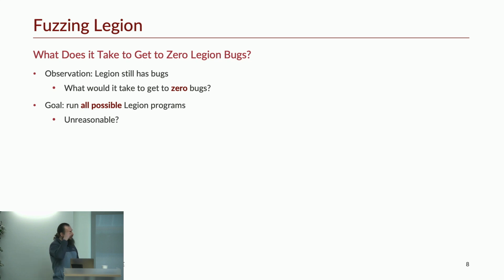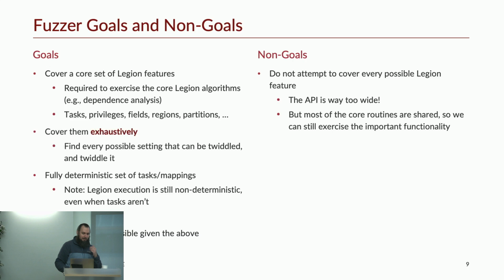OK, so I'm going to switch directions now. I talked about the profiling stuff, and now I'm going to talk about correctness. We've been here many years, and I'll make the observation that Legion still has bugs. We still have users encountering bugs on a regular basis. So recently I asked the question: what would it take to get to actually 0 bugs? In order to do that, we'd have to run all possible Legion programs, right? Is that crazy? Maybe a little bit, but maybe this is something we can actually make progress on.